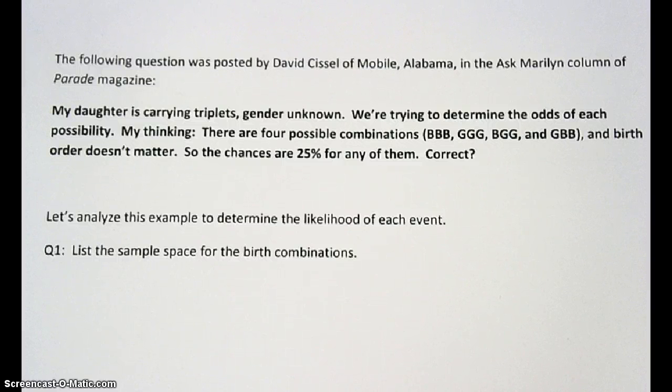We're going to analyze this example, determine the likelihood of each event, and then move on to answer Mr. Sissel's question. Let's begin. The first step is to list the sample space for the birth combinations. In other words, we need to pay attention to what are the possible outcomes of birth. And contrary to what Mr. Sissel believes, order does matter. If you have siblings, you know it matters who's the older child, who's the younger child. It makes a difference. So let's list these birth combinations.